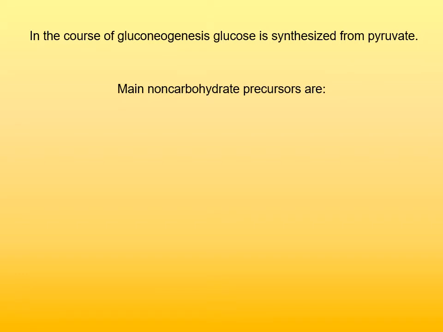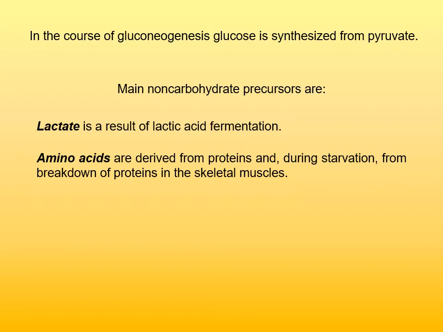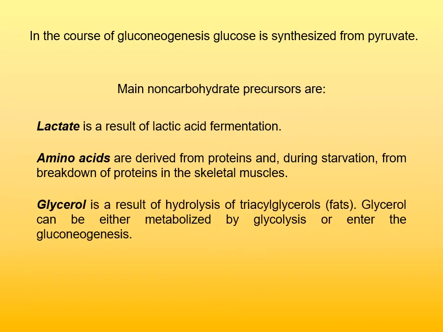So the main non-carbohydrate precursors are lactate, which is a result of lactic acid fermentation, which we just covered in the previous lecture. Also amino acids, which are derived from proteins, and during starvation, they could originate from breakdown of proteins in the skeletal muscles. So amino acids could be dietary amino acids from proteins that were consumed, or during starvation from breakdown of skeletal muscles. Another common precursor would be glycerol, which is a result of hydrolysis of triglycerides or fats.